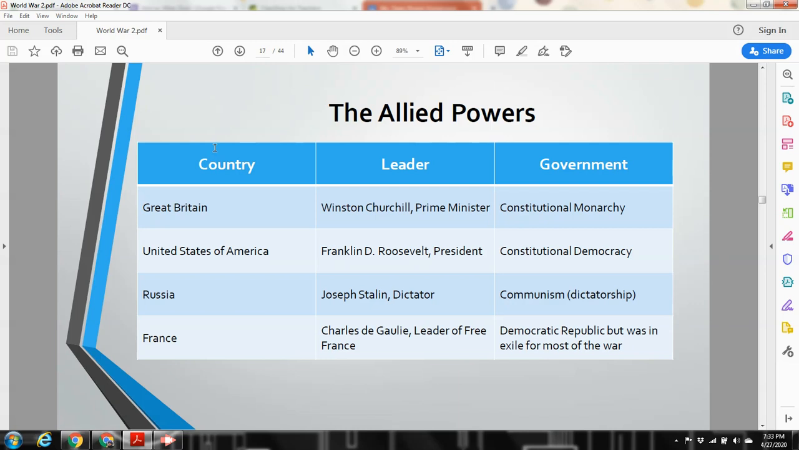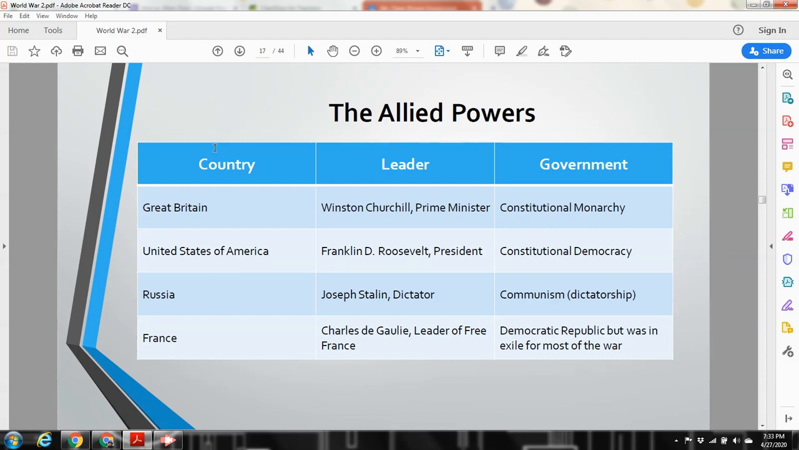Now, Great Britain was led by Winston Churchill, the prime minister, and they're under what they call a constitutional monarchy. A constitutional monarchy basically means they have a monarch figure, which would be Queen Elizabeth II, who is just a figurehead, but they still have a constitutional government, which is led by the prime minister.